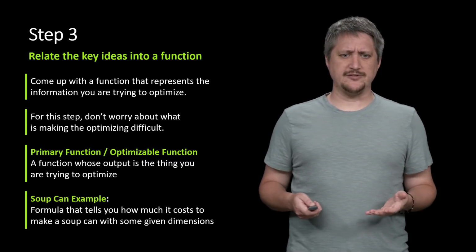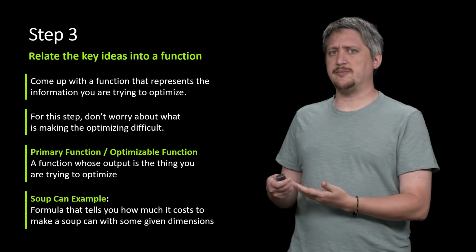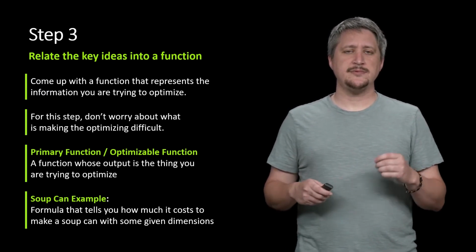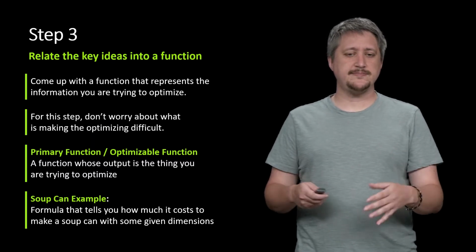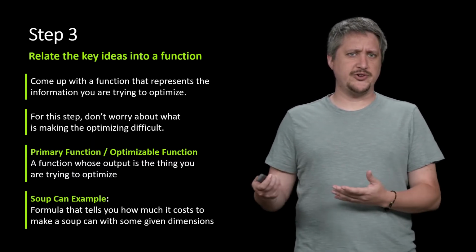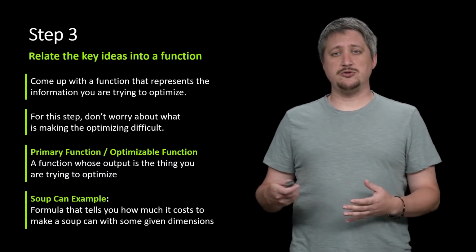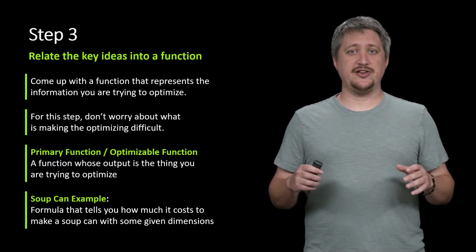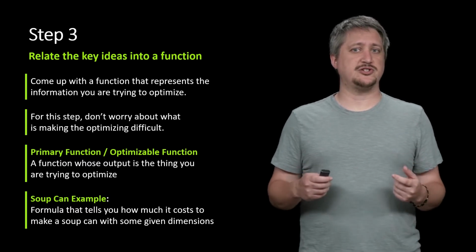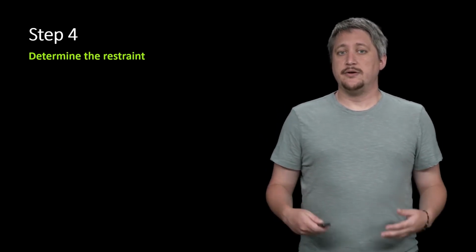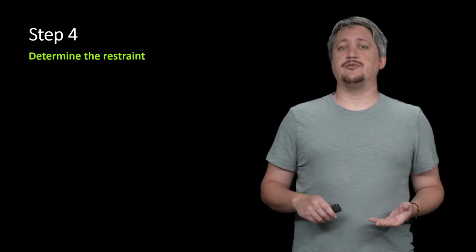So for our soup can example, we're trying to optimize the cost. We're trying to come up with the lowest cost for something. So here, our primary function would be a formula whose output is the cost to make a can, right? I'm not worrying about the volume or the soup or anything like that yet. I'm just saying, okay, I want a formula that represents how much it costs to make a can of whatever size, okay?